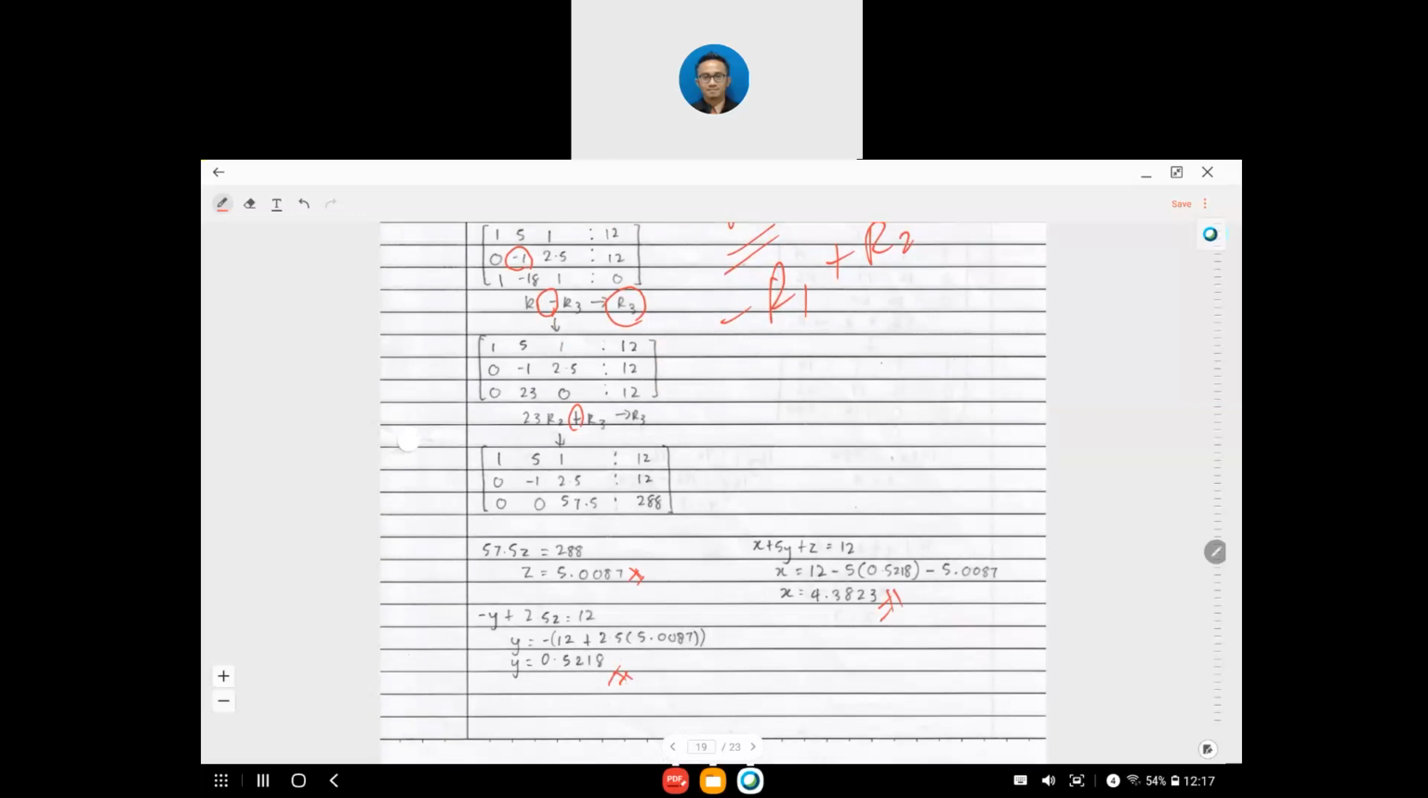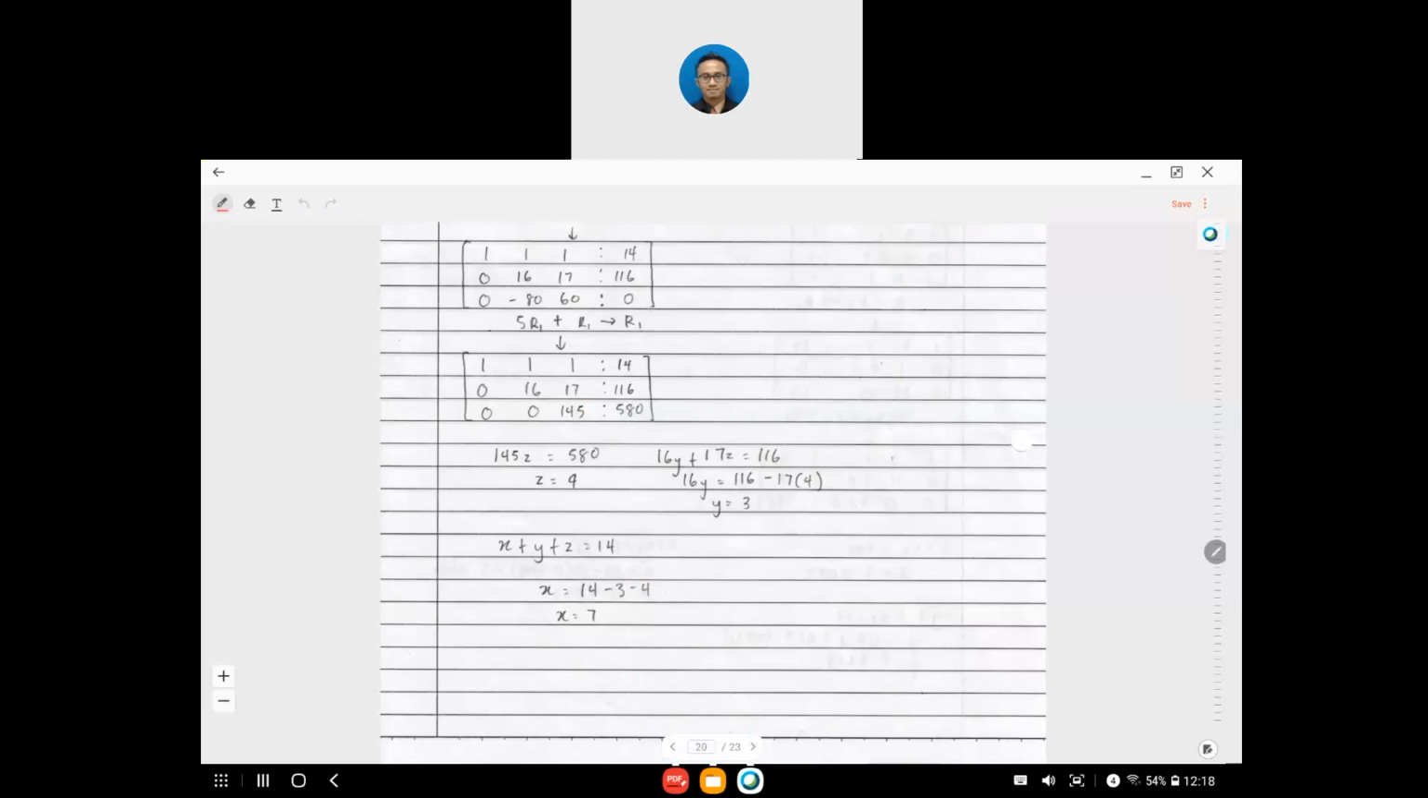Okay, for X 4.3823, okay, Y 0.5218, and then Z equal to 5.0087. It depend on the decimal places yang awak ambil lah. Mungkin tak sama dengan member awak yang lain, sebab decimal places, okay?